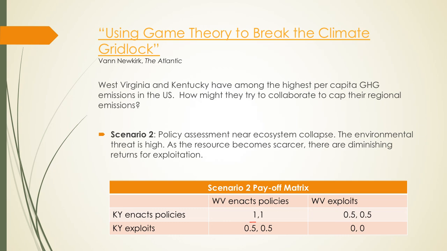If West Virginia continues to exploit, it is still in Kentucky's best interest to enact protective policies. In other words, the dominant strategy for Kentucky is to enact protective policies. Using similar reasoning, we get that the dominant strategy for West Virginia is also to enact protective policies.